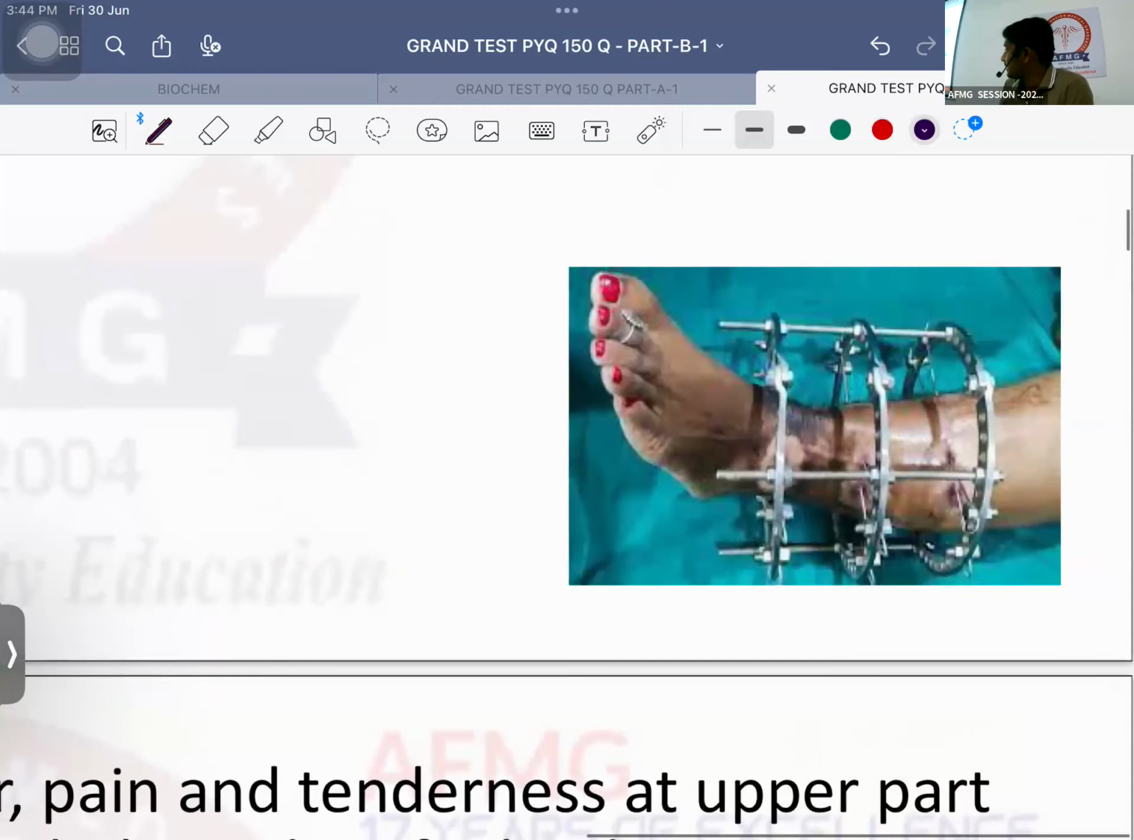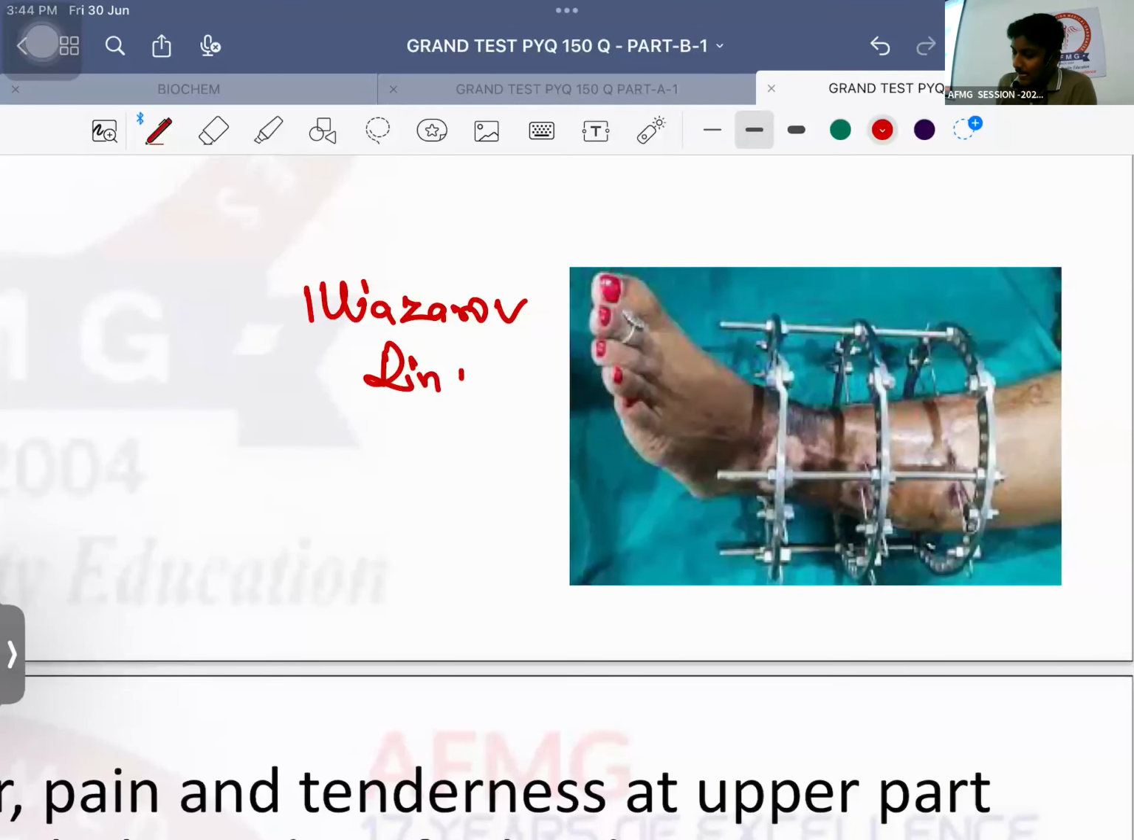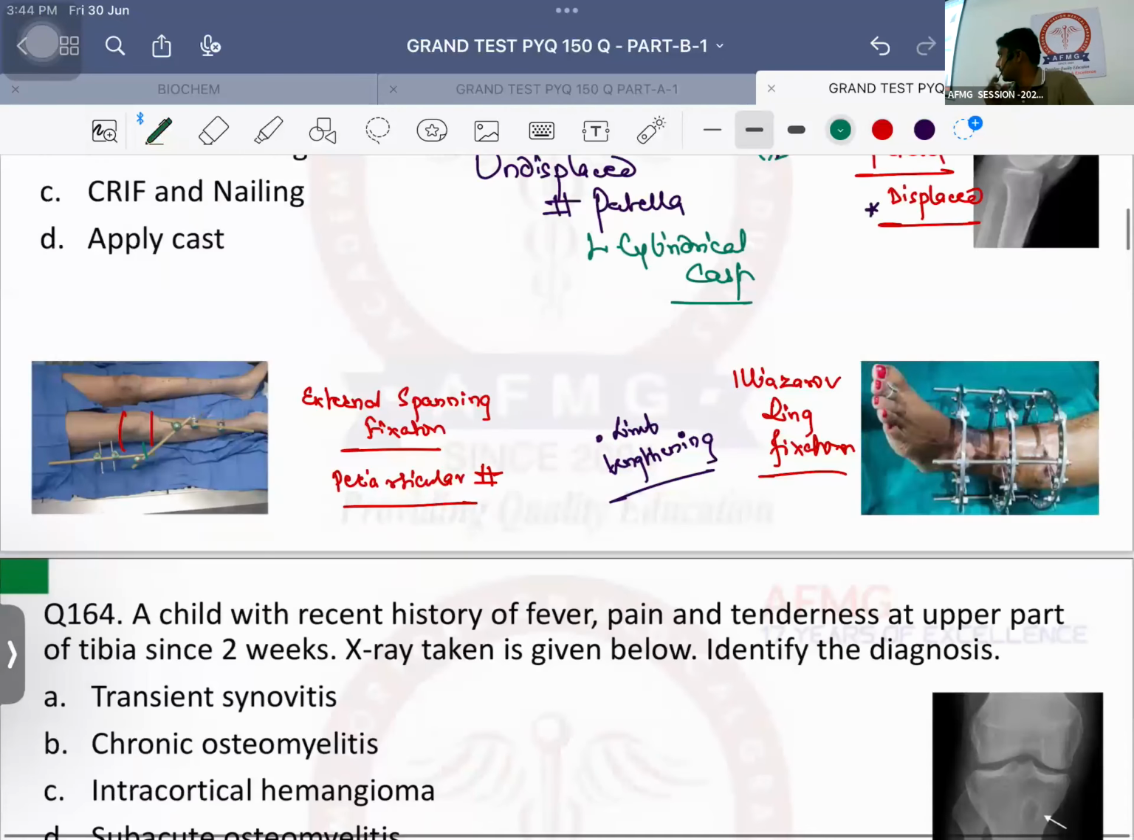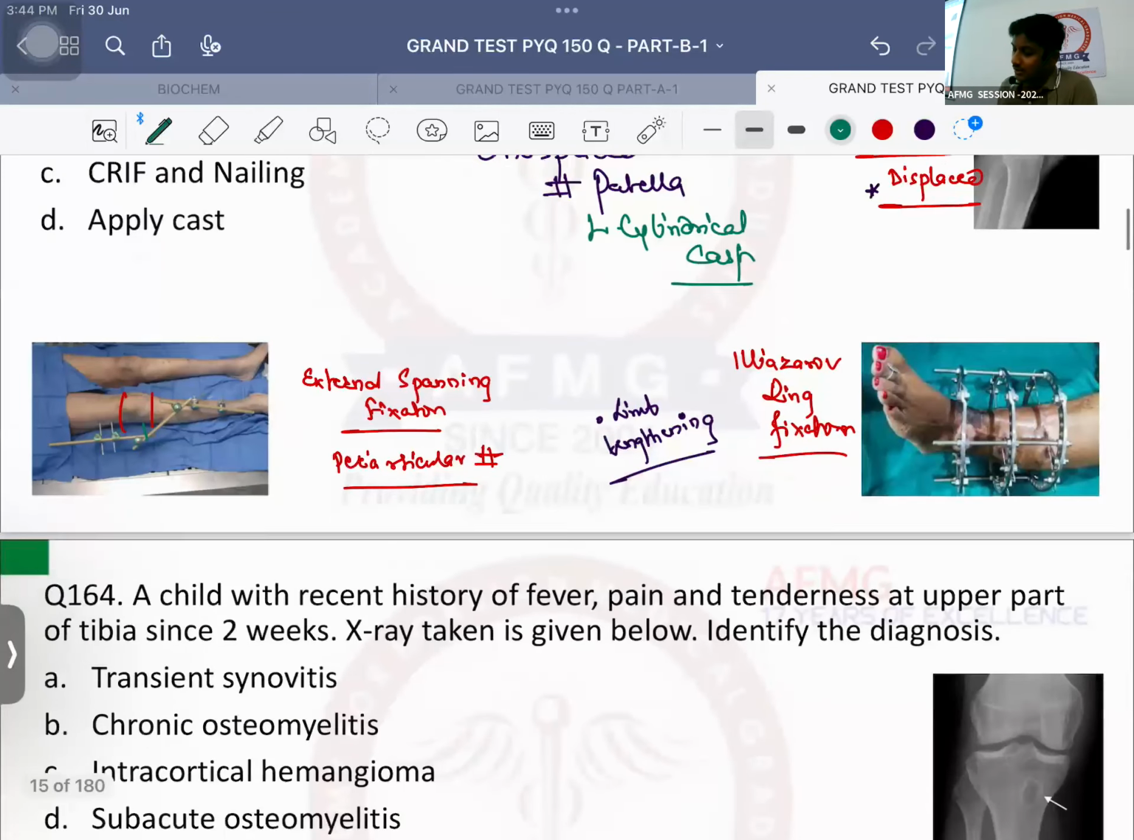Next is, what is this fixator known as? Ilizarov's ring fixator. Ilizarov's ring fixator is used for limb lengthening procedure. If a limb is short, definitely for limb lengthening procedure, it is based on the principle of distraction osteogenesis. That means every day you increase the gap a little. How much? 1 mm. Okay, you increase the gap by 1 mm. No issues with this. That is the Ilizarov's ring fixator.